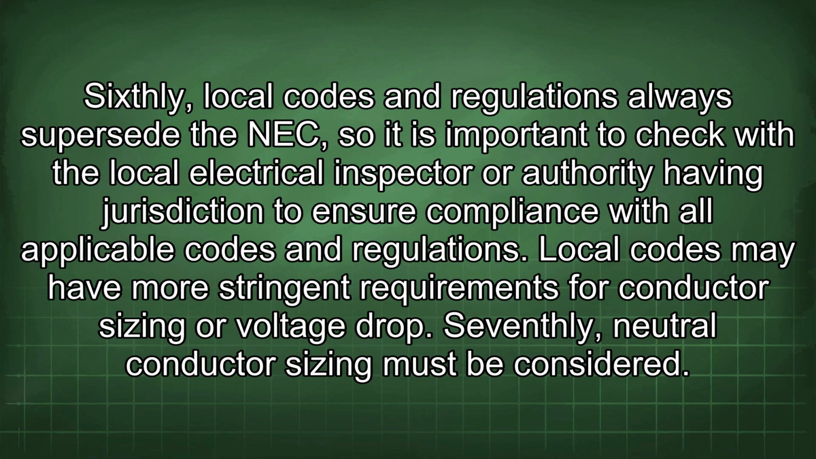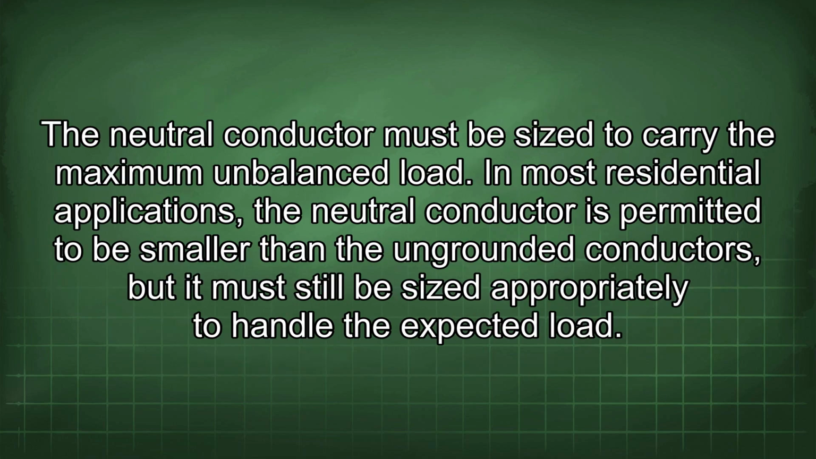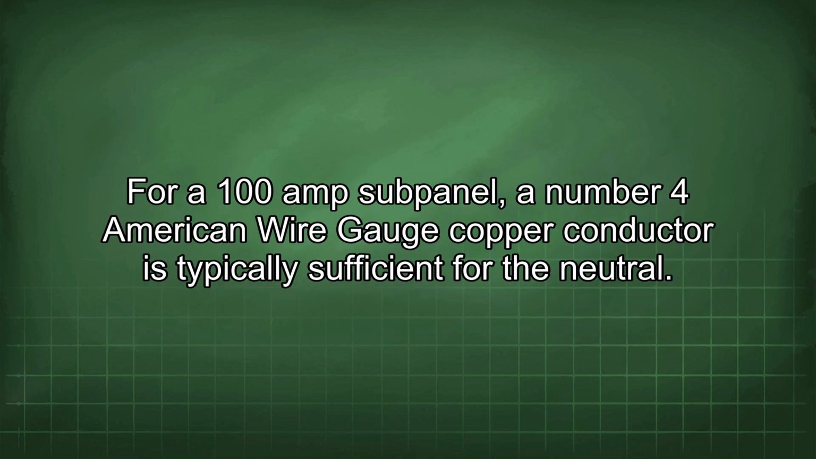Seventhly, neutral conductor sizing must be considered. A neutral conductor must be sized to carry the maximum unbalanced load. In most residential applications, the neutral conductor is permitted to be smaller than the ungrounded conductors, but it must still be sized appropriately to handle the expected load. For a 100 amp subpanel, a number 4 American wire gauge copper conductor is typically sufficient for the neutral.